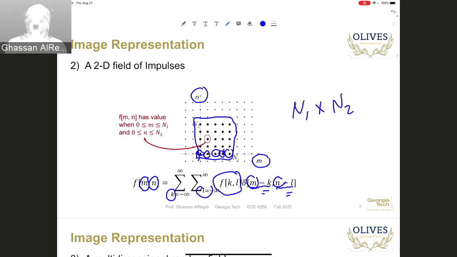So the most common one, if you look at the unit sample function, all of these f of k and l will be equal to one. So we will have just a field of impulses, and how many of those do we have? We have n1 times n2. So this is the representation we will be using for the first part of the course.